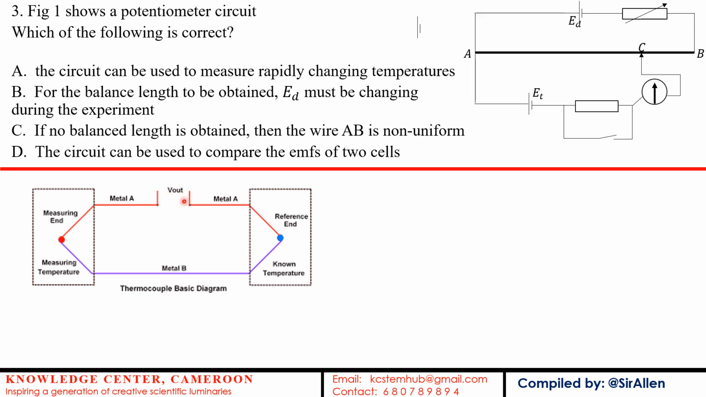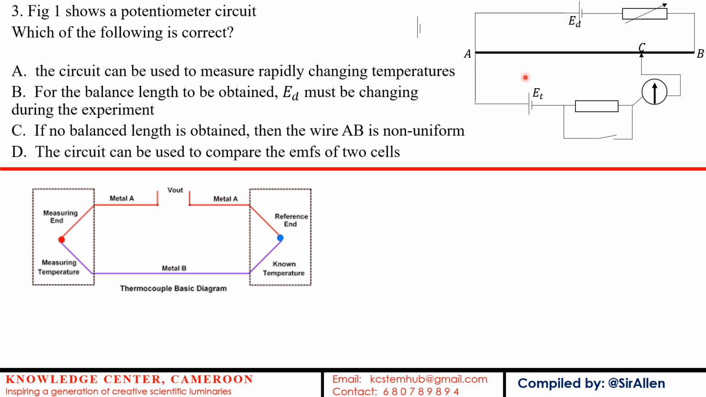So you can measure the temperature of this rapidly changing object because each time the temperature changes, it sets up a different V out. Okay, perfect. So this circuit does not do that. For the balance length to be obtained, the EMF must not be changing during the experiment. In a potentiometer circuit, if this is changing, you're never going to get a balance point, because the balance point, of course, I'll do the maths later.